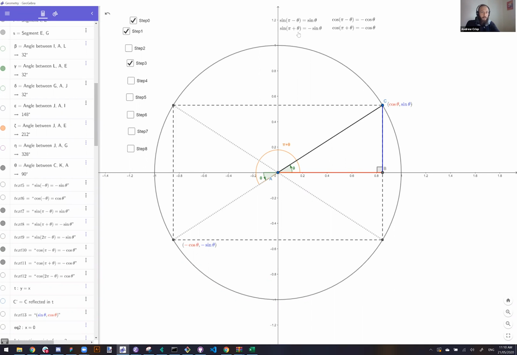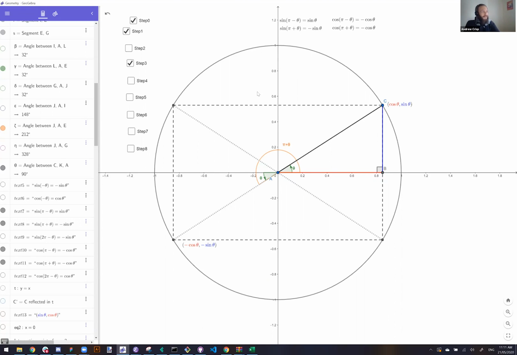Sine of pi plus theta, what is the vertical height when I am pi plus theta radians around the unit circle? And the answer is, it's the negative of the height that I am when I only go theta radians around the circle. What's my horizontal distance when I go pi plus theta radians around the unit circle, all the way around to here? The answer, it's the negative of the horizontal distance when I only go theta radians around the unit circle.